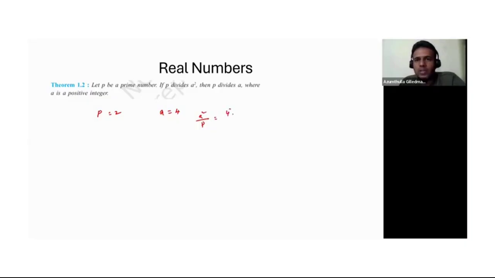So what is a square by p? a is 4, so 4 square by 2 is 16 by 2, that is 8. Now p should divide a as well. What is a? 4. 4 by 2 is 2. So this theorem states that if p is any prime number that divides the integer a square, then it also divides a. That's what we need to learn, and we can apply this in our next proofs.